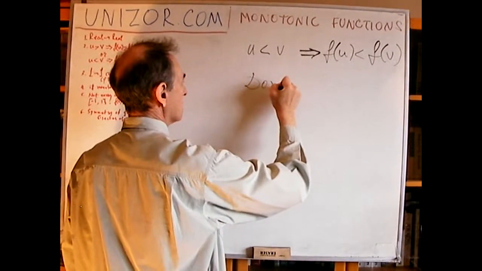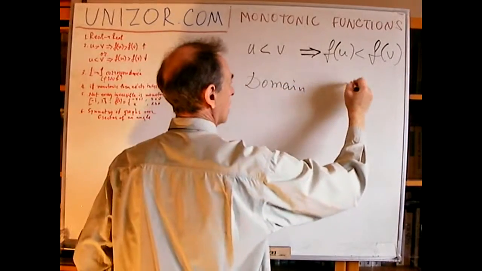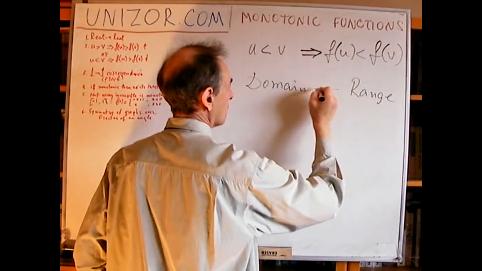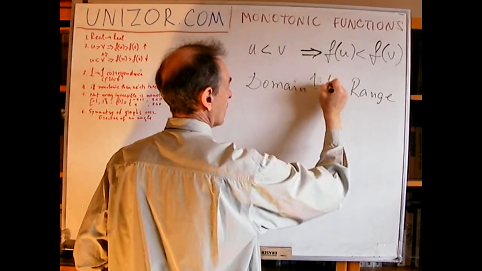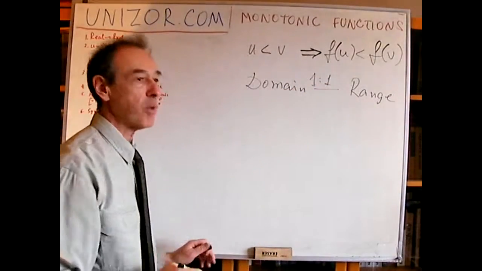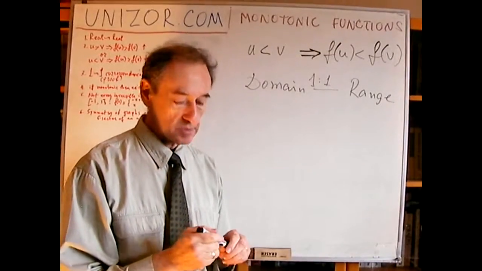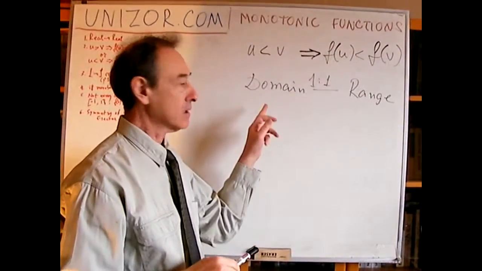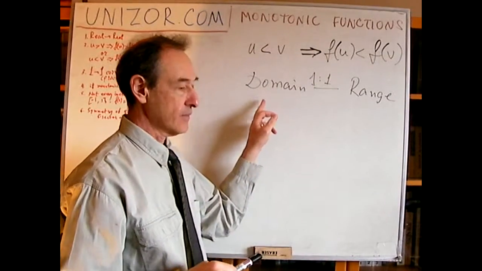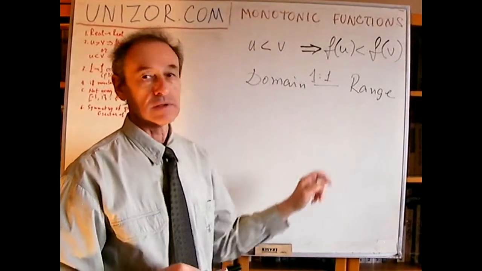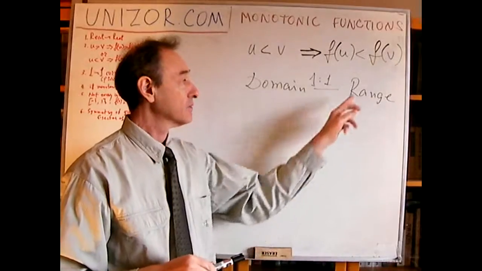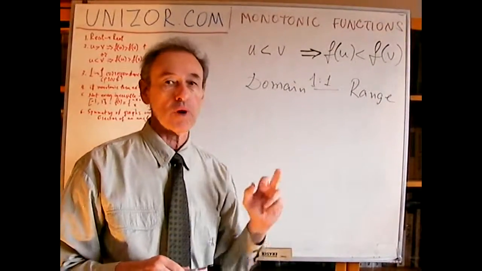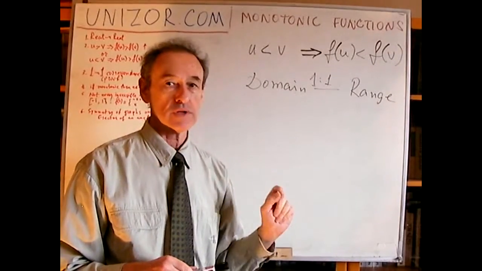So, the domain and the range are in one-to-one correspondence relationship. What does it mean? It means for any one value of the argument, we can find the value among the range, and for any value in the range, we can find one and only one, that's very important, value of the argument.